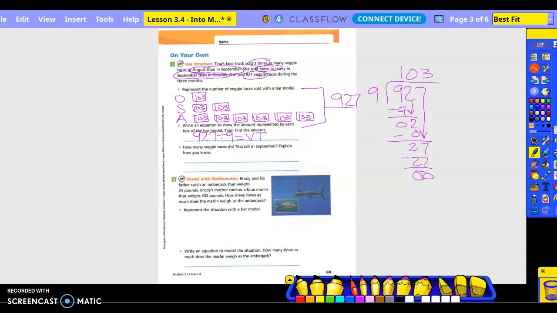Okay. So how many veggie tacos did Tina sell in September? Explain how you know. So September, we're going to do what? You can either do 103 times 2 or 103 plus 103, right? So that gives us what? 206 veggie tacos.